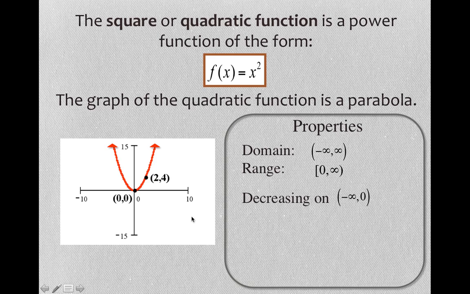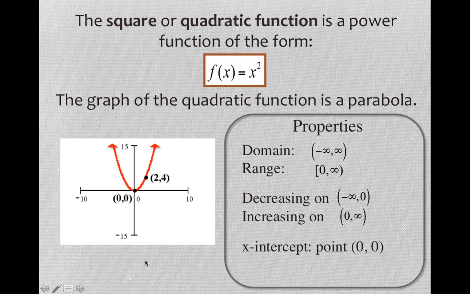This function is decreasing from negative infinity to 0. The y values decrease there. At 0, it turns and begins to increase from 0 to positive infinity. Please note that when you're doing increasing and decreasing intervals, you always use parentheses, even if you have a number, because you cannot increase or decrease at a number. At one number, your function is constant. The y value stays the same. It doesn't change.